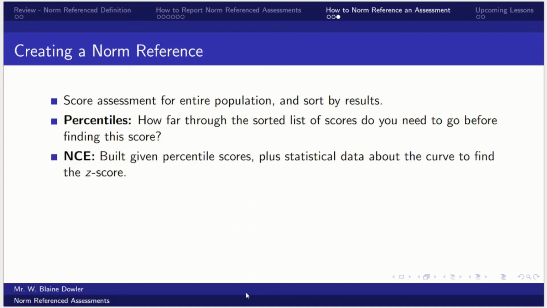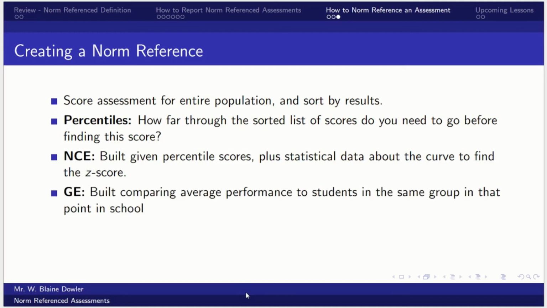For the NCE, first you build the percentile scores, and you do it by filling out that statistical data to figure out your mean and standard deviation so you could calculate the Z-scores. And then you could correspond the grades to the given Z-scores. For the grade equivalents, once you've assessed students at all points in grade 4 or 3 or 5 for that grade 4 test we were talking about, then you could figure out, well, on average, how do students who are in the second grade of grade 4 perform? How do students who are in the third grade of grade 4 perform? And build your curve that way.